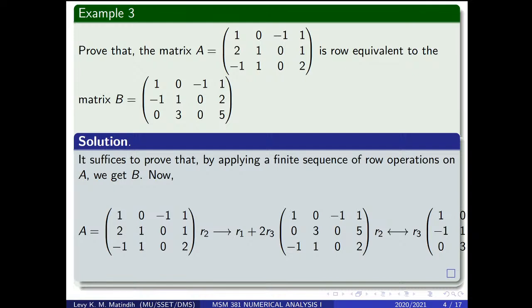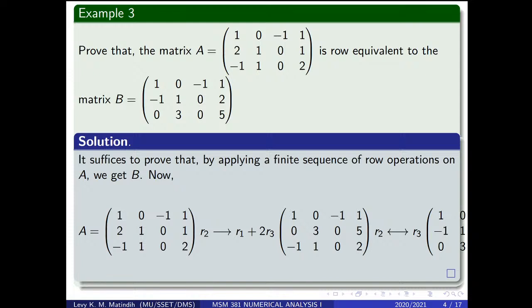Let's start with the first column. In row 3, the first entry is negative 1. In row 2, the first entry is 2. So you're going to say this is the same as 2 plus 2 times negative 1. So 2 plus 2 times negative 1 is going to give us 2 minus 2, which will give us 0, which is this one.